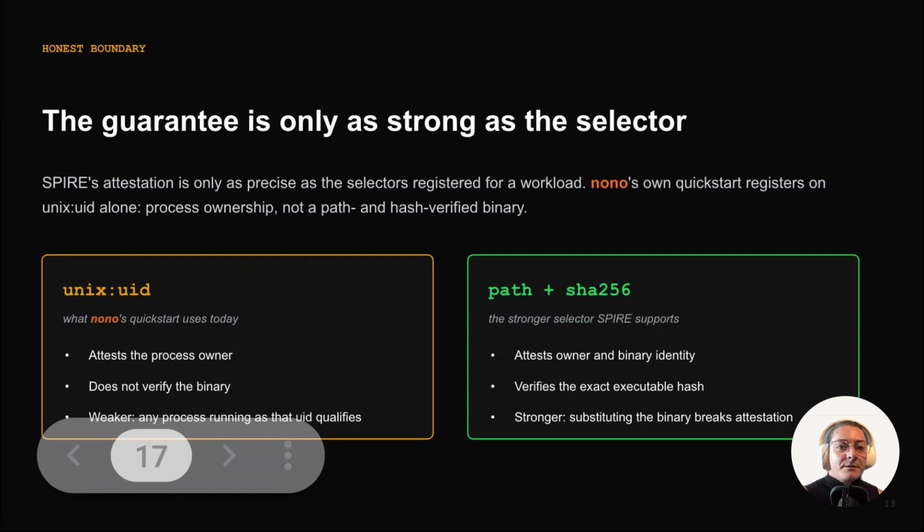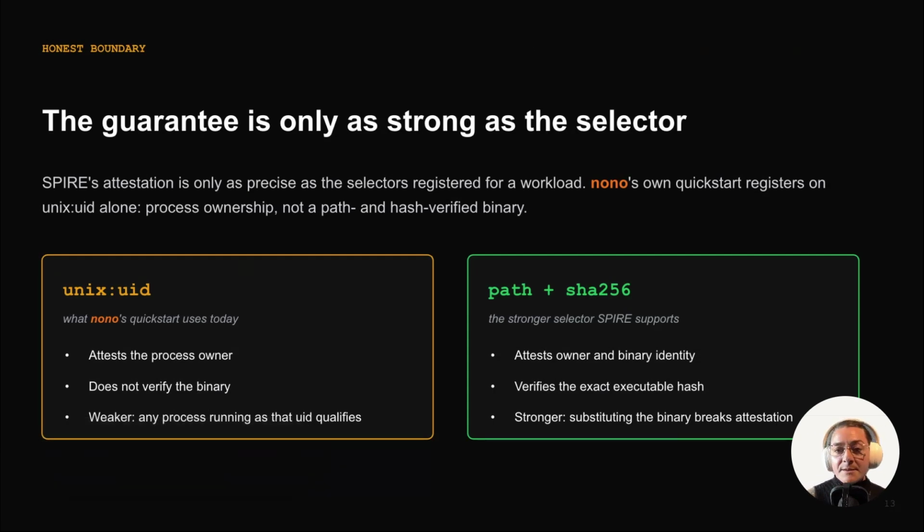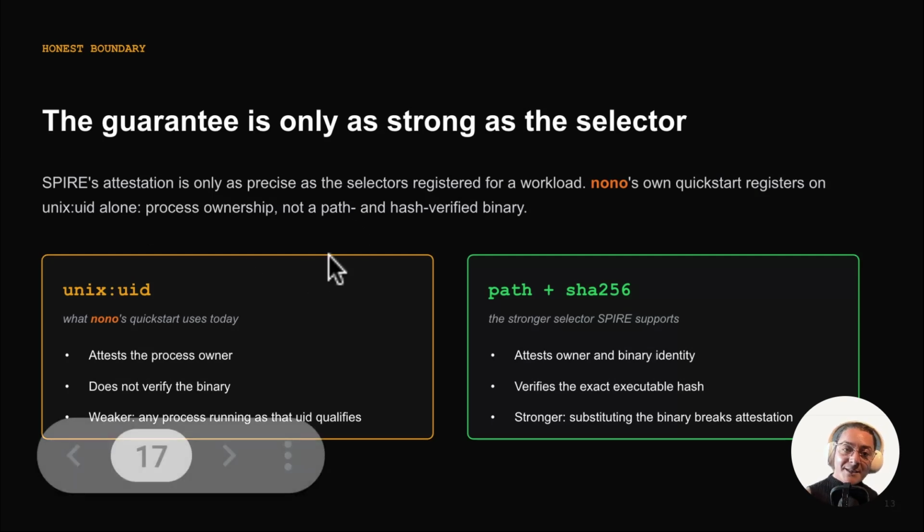A quick note. The guarantee is only ever going to be as strong as the selector. Everything that you're seeing in this demo today, my team created in a little less than a week and a half. We are still hardening it. So today what you're going to get is the Unix UID. There's other things that we can do to build this out. We're looking for your ideas.